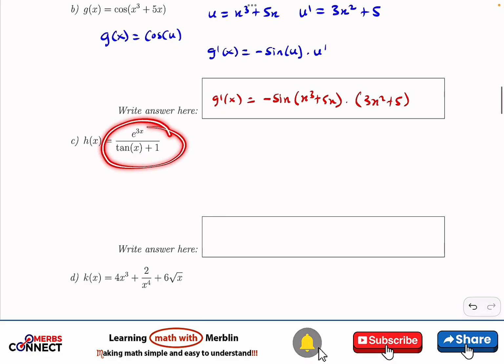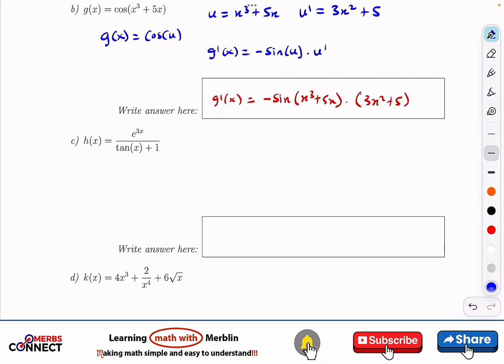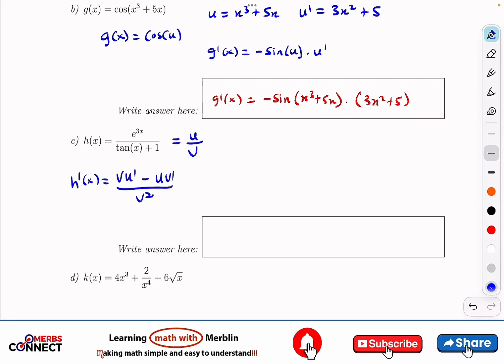Now let's look at this one. This one we are going to use the quotient rule. So I'm going to assign u to the top and v to the bottom. But I know that the quotient rule says that this is the same as v u prime minus u v prime divided by v squared. So it means that if my u is equal to e to the power 3x and my v is equal to tangent of x plus 1, then I need u prime and v prime.